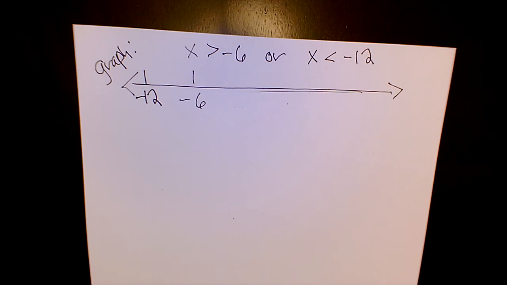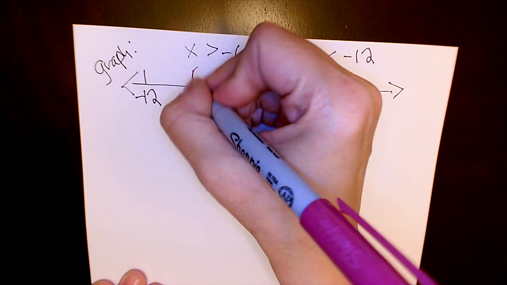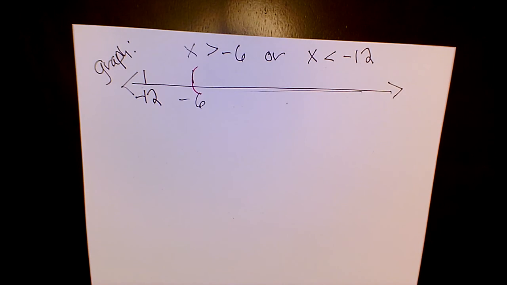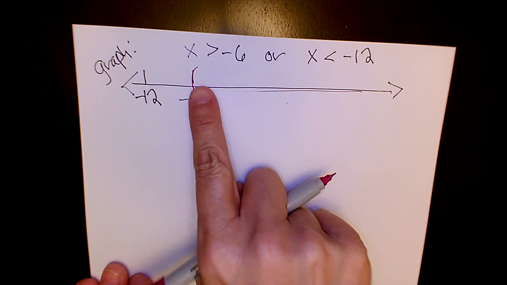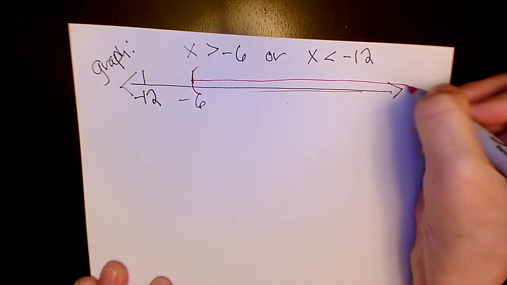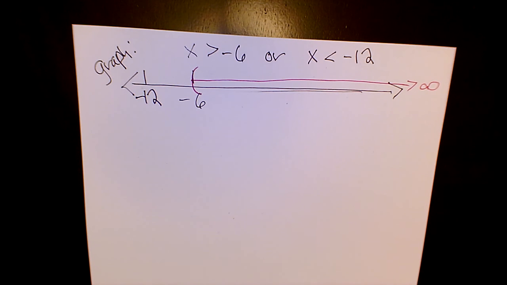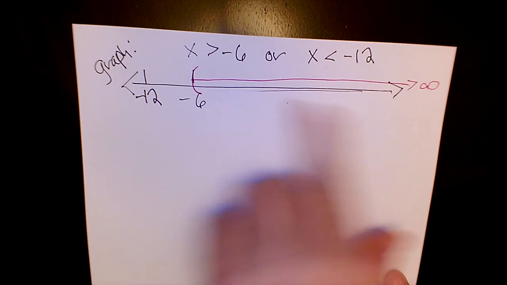So you might want to look back in your notes if you don't remember, but I can tell you that I'm going to put a parenthesis. So when I have a greater than or a less than, use a parenthesis. Greater than -6, I'm going to go all the way to positive infinity. And you're going to show this on Hawks as well. So that's part of it.